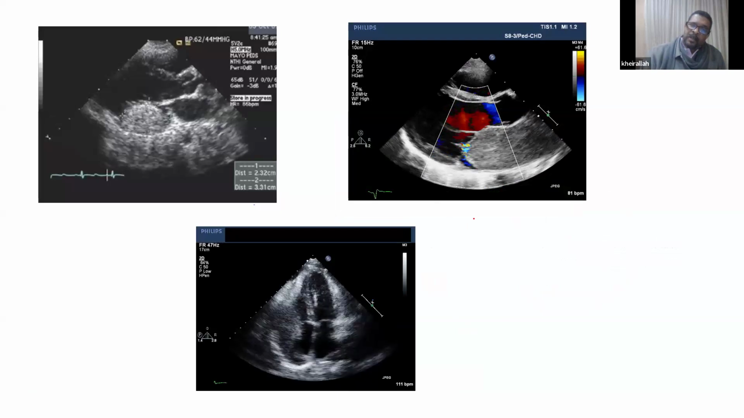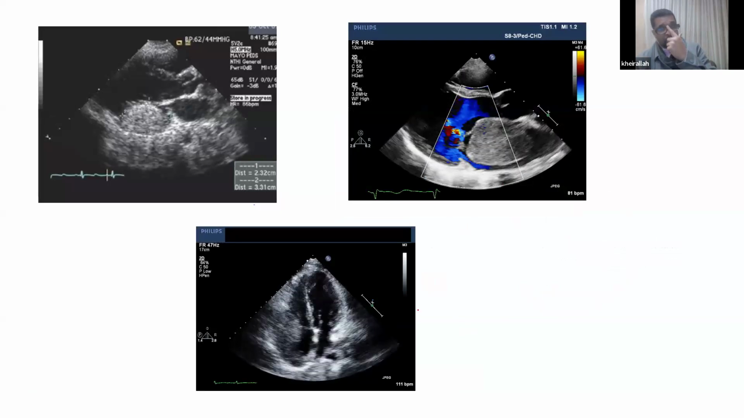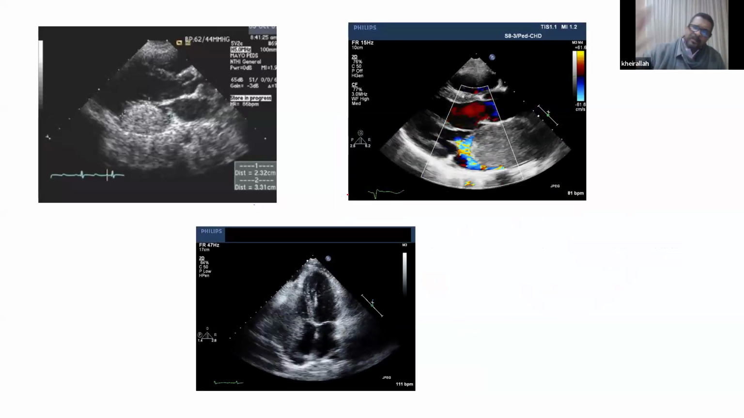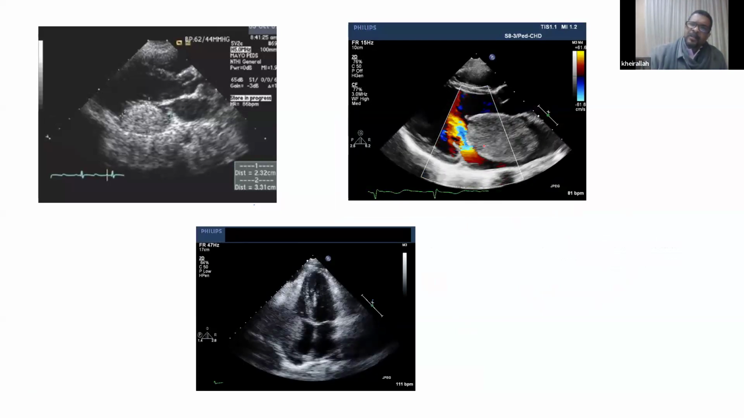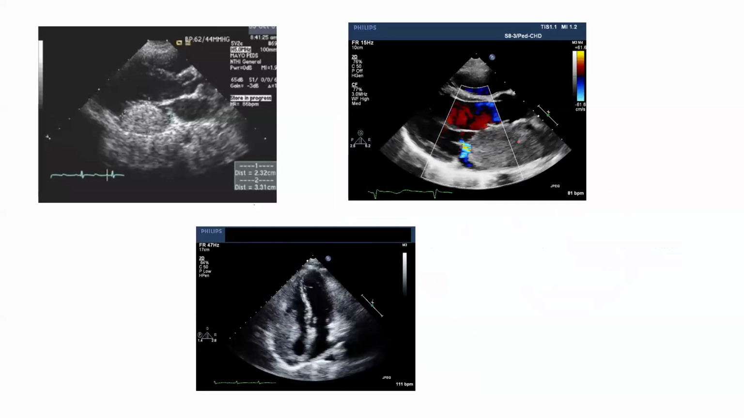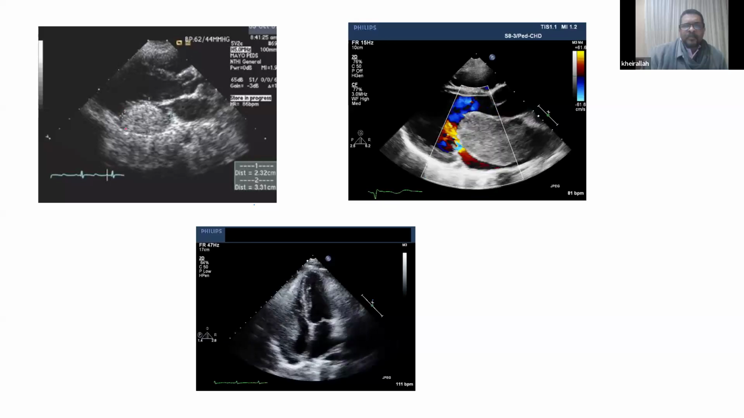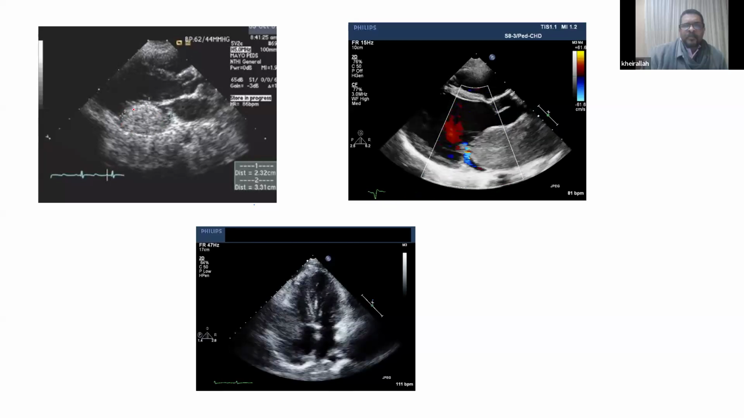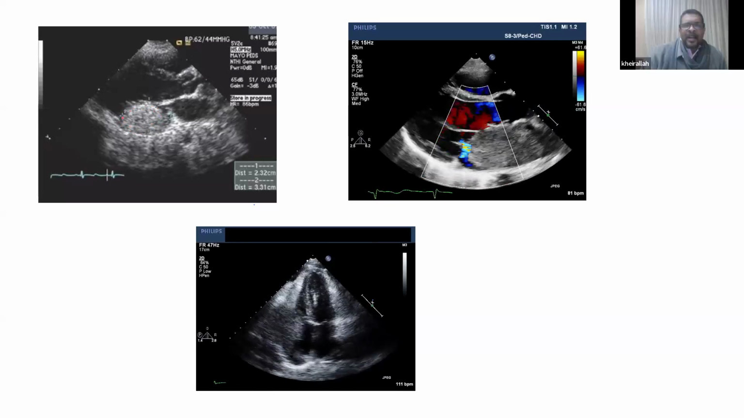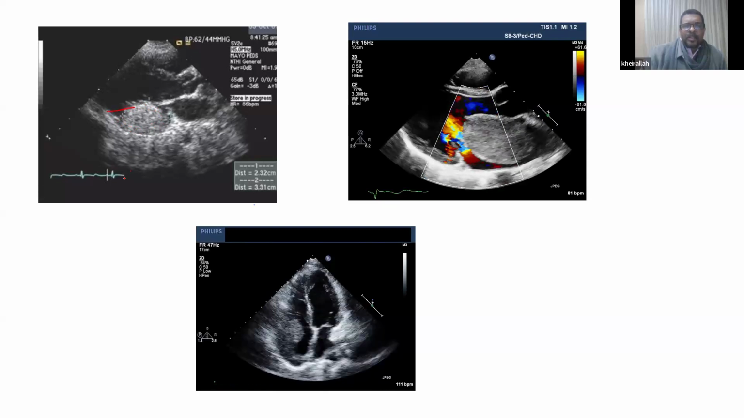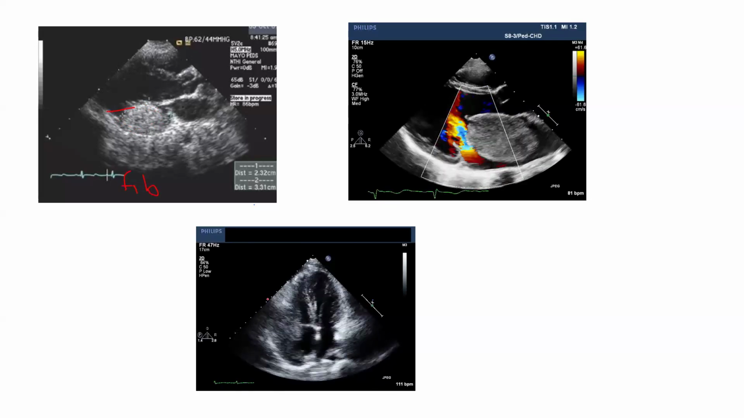We are going to skip these. For the masses, we are going to have a separate session on masses, but let me just pick your brains about this. What do you think this mass is? Myxoma, atrial myxoma. Very good. And what is this mass? Again, could be myxoma, but it's inside the muscle in the posterior wall. This is fibroma, which is arrhythmogenic. Okay. And what is this here?